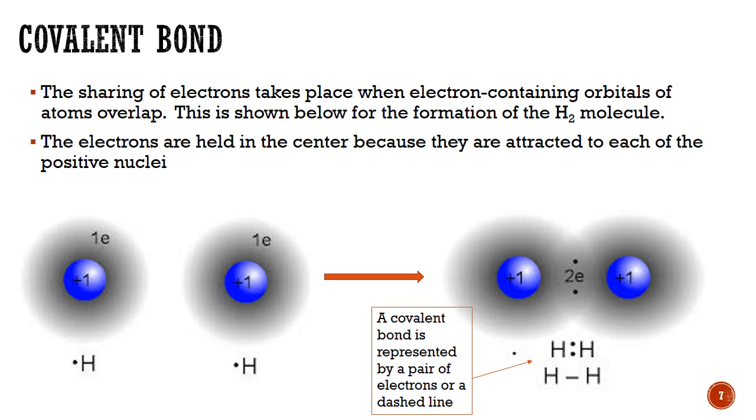Sometimes we use a shared pair as a bond, but more often than not, if you see a dash between two atoms, that is a bond between two atoms, and every dash represents a pair of electrons. So every dash is two electrons.